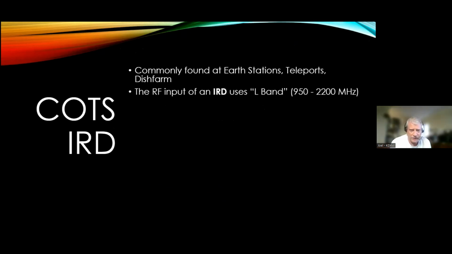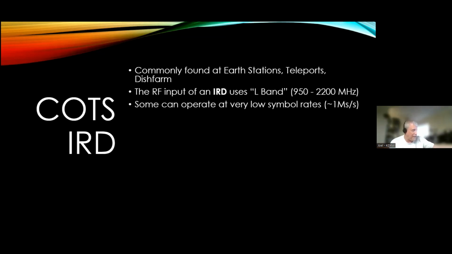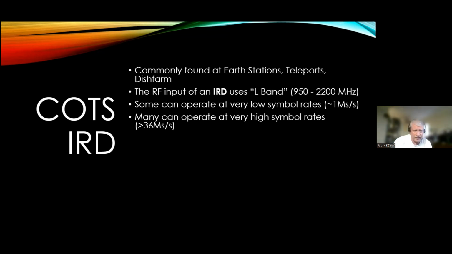The RF input of an IRD uses L-band. L-band is defined to cover frequencies from 950 megahertz up to 2.2 gigahertz. The nice part about that is we just step right through the amateur 1.2 gig band. It's all in there. The cool thing is these IRDs can operate as low as 1 megasymbol per second. Mind you, we were just talking about 2.48 megasymbols per second to do a 4 megabit signal. So we need them to operate at that low end, even lower in some cases if you want to get super narrow. What's nice is you can find these IRDs pretty much anywhere. Some of them can operate at very high symbol rates, above 36 megasymbols per second. We'll explain more about why that's significant later.